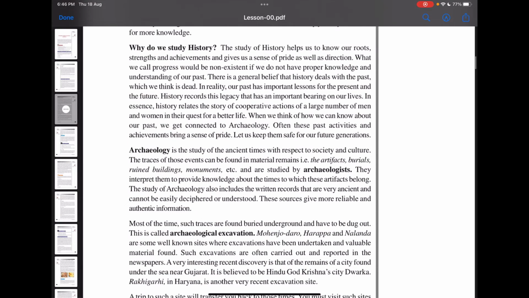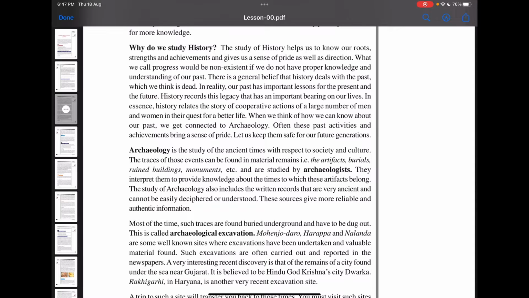Why do we study history? The study of history helps us to know our roots, strengths, and achievements and gives us a sense of pride as well as direction. What we call progress would be non-existent if we do not have proper knowledge and understanding of our past. This is a general belief that history deals with the past, which we think is dead. In reality, our past has important lessons for the present and the future. History records the legacy that has an important bearing in our lives.